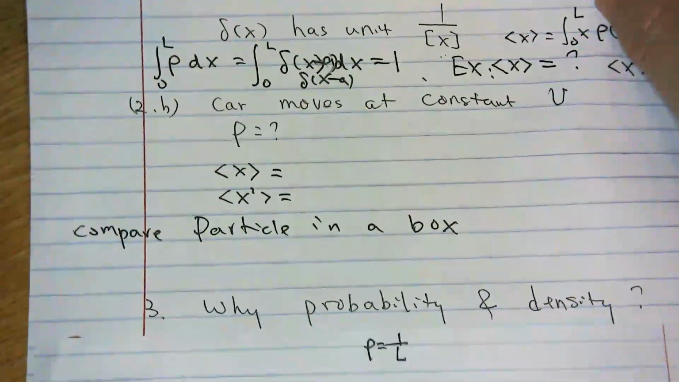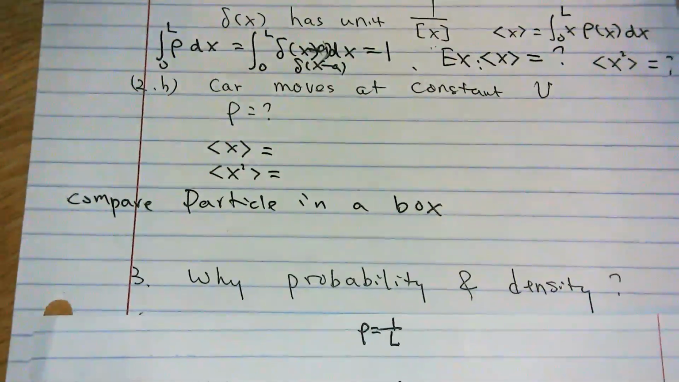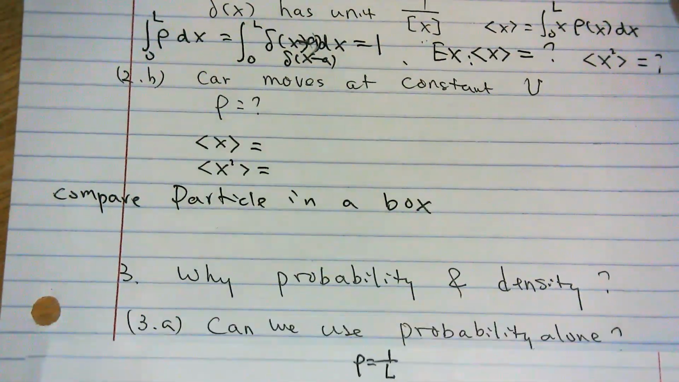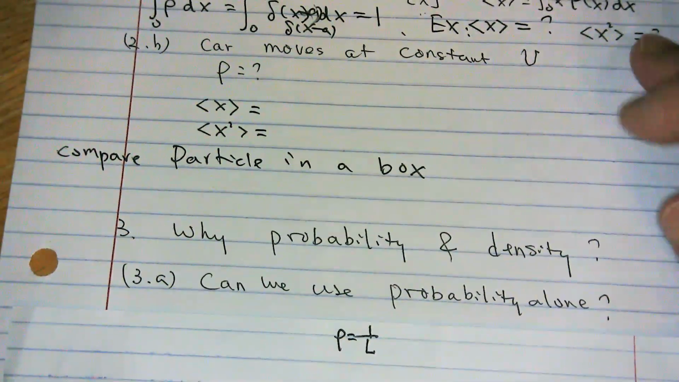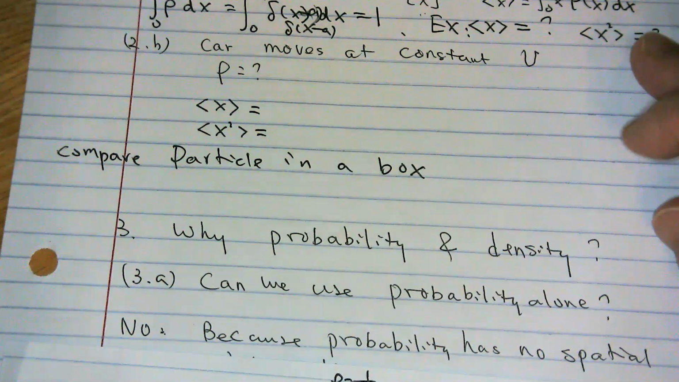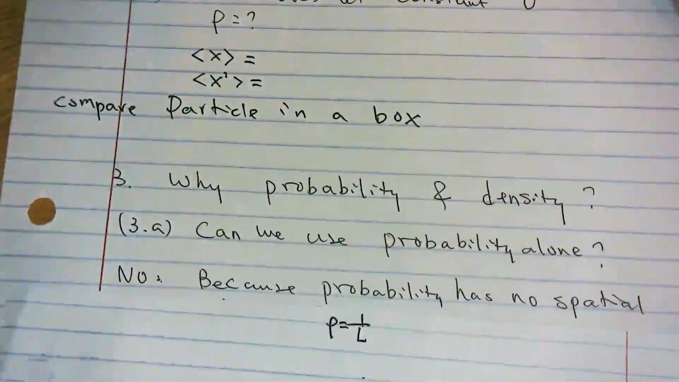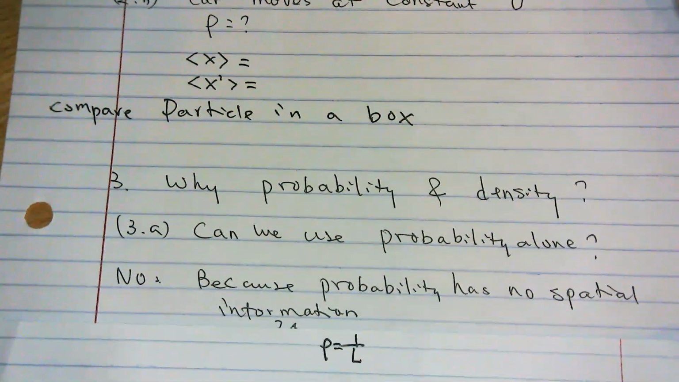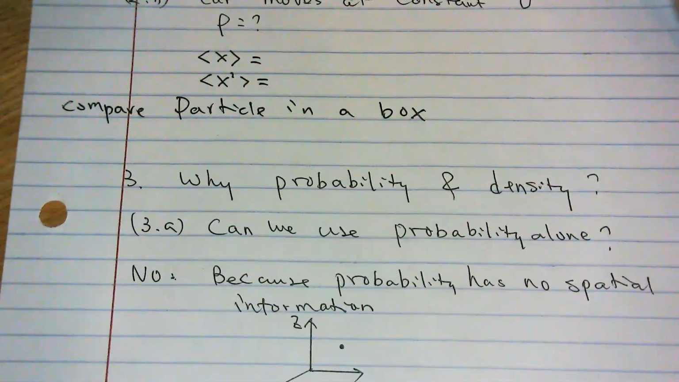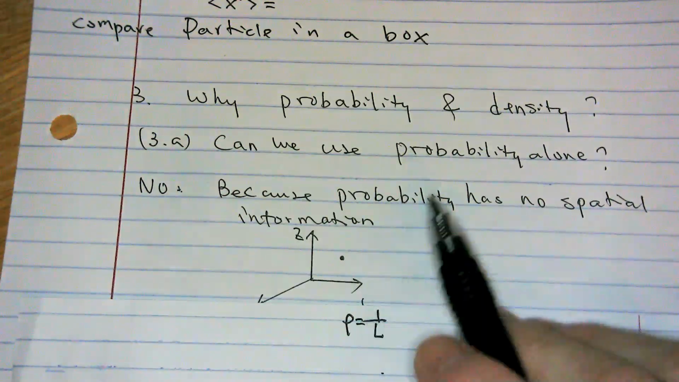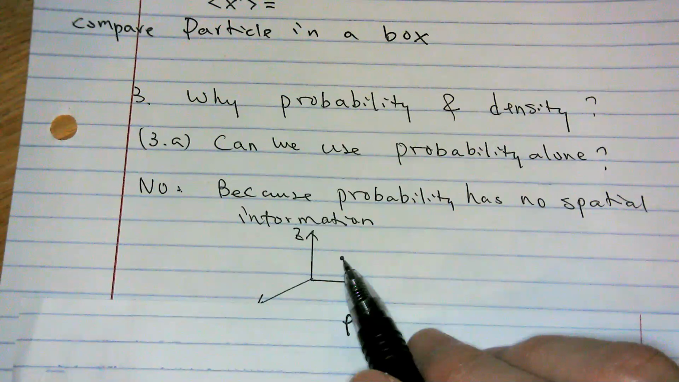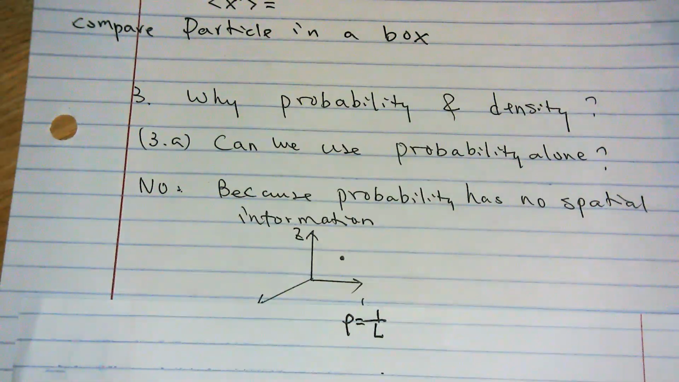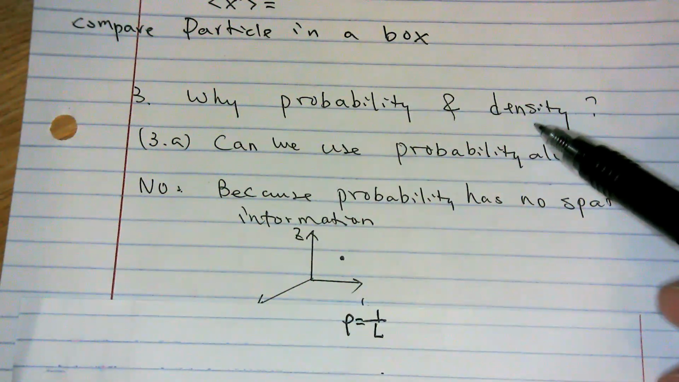Finally, I would like to discuss why we call it probability density. So the question is, can we call probability alone, just call it probability? The answer is no. The reason is that probability has no spatial dependence. So there's no spatial information. For instance, if I ask you, what's the probability that one particular electron will appear in the space? You could say 50%. Then you would ask where that is. Well, then you need the density itself.